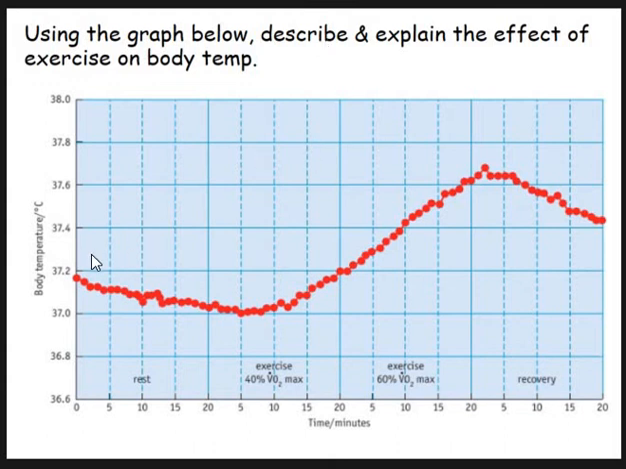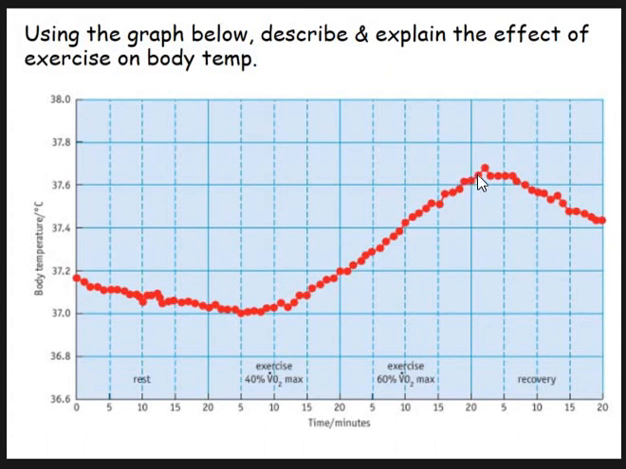So, say what you see, describe. At rest, I would argue that between 37.2 and 37 is relatively constant. His body temperature, not plateaued, but relatively constant. As soon as he begins exercising here, and we can see gentle-ish exercise here, the body temperature begins to increase, and as he begins to increase the intensity of his exercise, the temperature increases. So the harder he works, the higher the temperature goes.